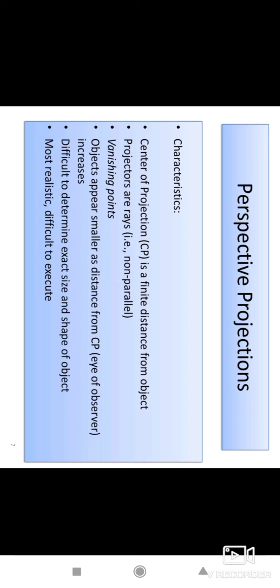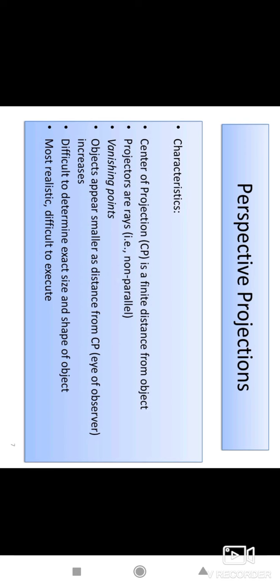Next we see the characteristics of perspective projection. As I told earlier, perspective projections are of three types: 1 point, 2 point and 3 point. Here the center of projection is at a finite distance from the objects. The projectors are rays, that is, non-parallel lines. Rays means they emerge from a single point, which is why we say sun rays.